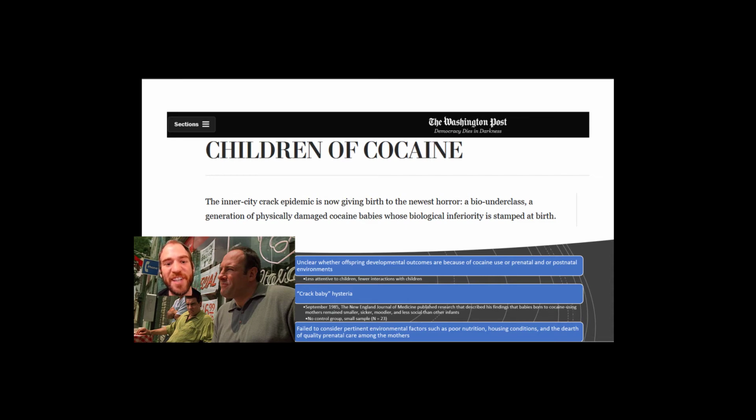And you should recall from chapter 1 some issues with the next bullet point, and that is there was no control group, and it was a small sample with an N, that is the total number of participants, of only 23. And the researcher failed to consider perinatal environmental factors such as poor nutrition, housing conditions, and the dearth of quality prenatal care. So once again, cocaine-using mothers are probably not having the best prenatal care, and they're probably going to have poor nutrition, all these other factors. But this researcher did not control for that, so that's a big problem. Now, granted, the researcher did say that he did not control for these things, and that this should be taken with a grain of salt.